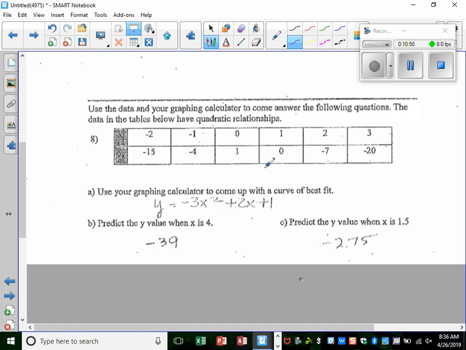Okay. All right. So that's the end of the lesson for line of best fit and curve of best fit. Finish up question number 9 as the rest of your classwork. And then you're going to start working on the SOL packet that you got today.